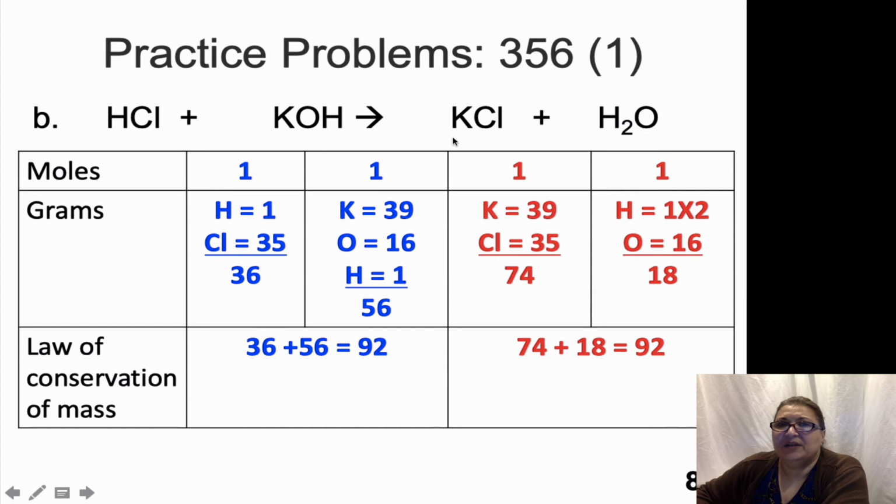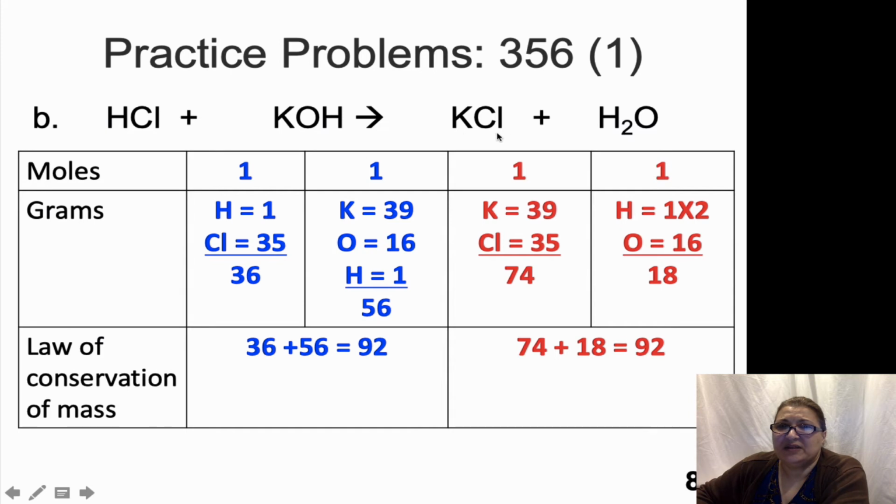There's 1, 1, 1, and 1. The coefficients are 1 in all of them, so that's the number of moles. 1 hydrogen, 1 Cl, we add them up. 1 potassium, 1 oxygen, and 1 hydrogen, we add them up. But that's on the reactant side, so we add 56 plus 36, 92.